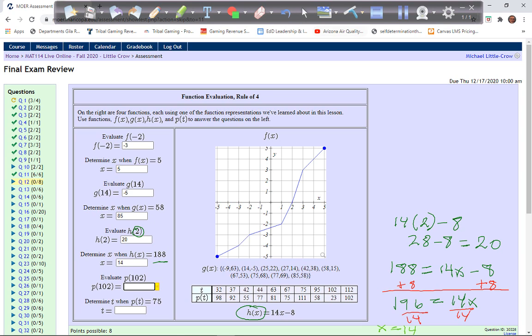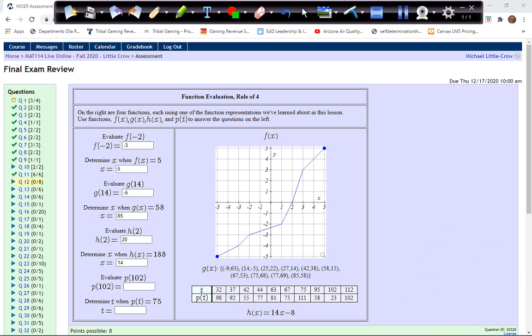And then finally, let's go ahead and clear those off. So they're all correct. We're evaluating P of 200, and again, we're just looking in a table. So here's P of 102, so that means that's an input, that's a T value, so we're looking at 102, what is the output? 23 is our answer.